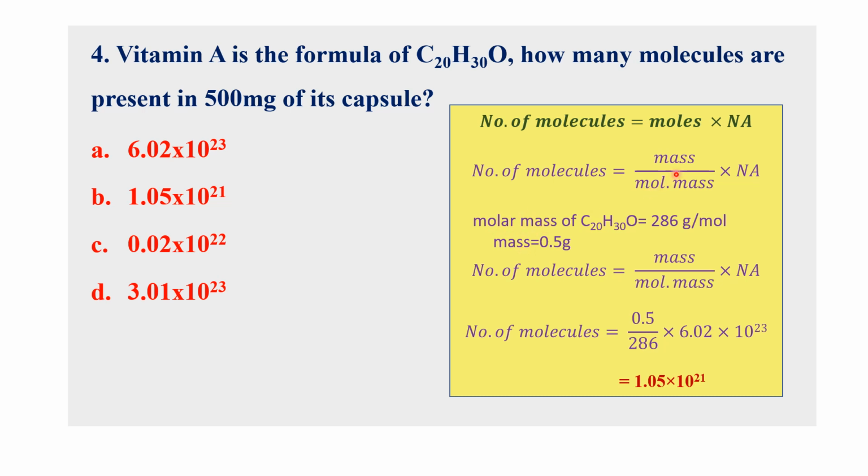So this is the mass, and this is the molar mass. Putting these values in the above equation, 0.5 divided by 286 multiplied by Avogadro number, we will get 1.05 into 10 to the power 21 molecules. So answer B is the correct answer.